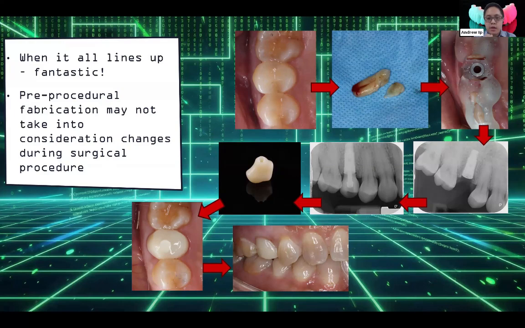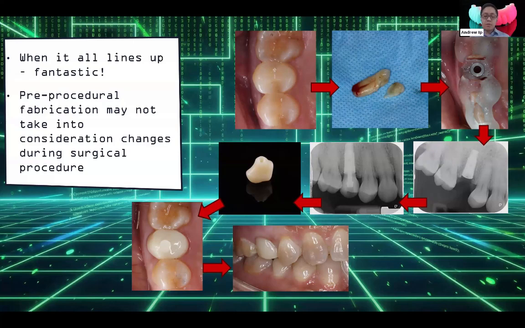So we placed that Trimatrix implant. And then with that pre-made implant provisional, we inserted it at the same appointment. Patient is still sedated and doesn't know what we've been doing, but she's had a tooth out. We placed an implant and we placed a provisional restoration. And this was all done in that 90-minute appointment. So when it all lines up, it's fantastic.